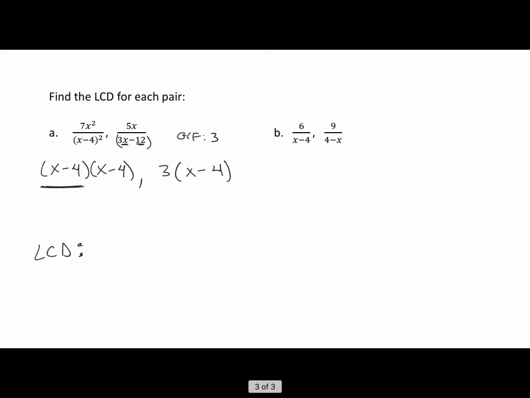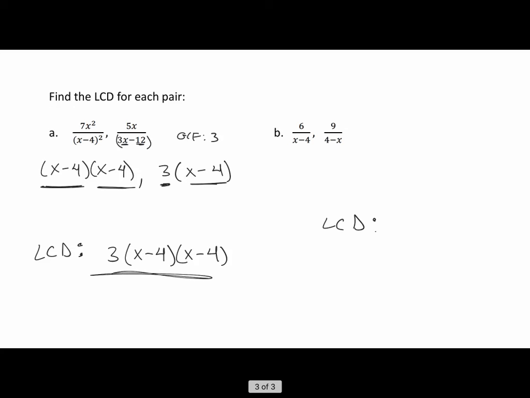So I have a factor of x minus 4. And I have 2 of those factors here, so at most 2, and I only have 1 here, so that's already inside of this LCD. That's good. So then 3 is different. I need that factor as well. So the least common denominator here, I need 1 factor of 3 and 2 factors of x minus 4. That's the least common denominator.